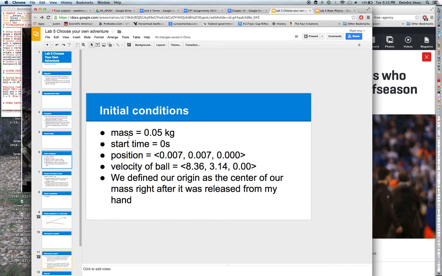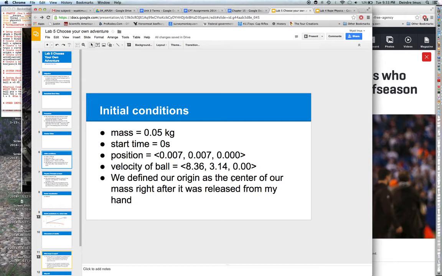Our initial conditions are the following. The mass was 0.05 kilograms. The start time was 0 seconds. The position was 0.007 in the x-axis, 0.07 in the y-axis, and 0.000 in the z-axis. But since Tracker did not allow us to measure the coordinates in the z-axis, that is just an estimate, and we're just doing this for this specific lab because we actually don't know the coordinates in the z-axis, because the footbag could have very easily moved in or out.